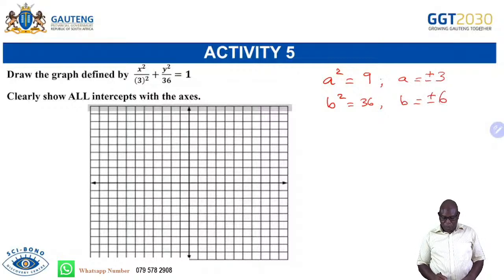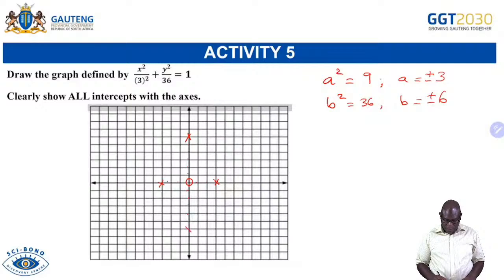Right? So we go to our Cartesian plane. The a represents the x-axis, so the a is 3. So from the 0 here, we're having 1, 2, 3. Then we're having 1, 2, 3. Then for the b, which is the y-axis, we're having 1, 2, 3, 4, 5, 6. Put a cross. Then from there you write down your 6 here, your -6 there, your 3 here, and your -3.